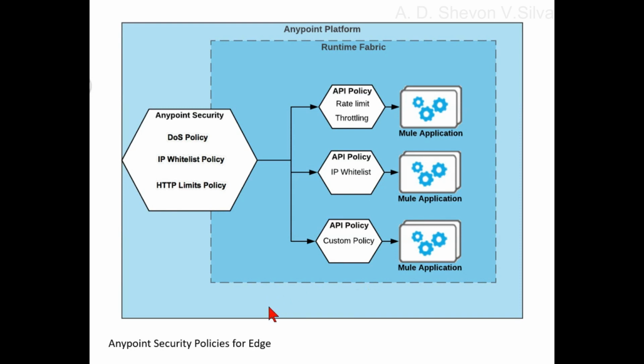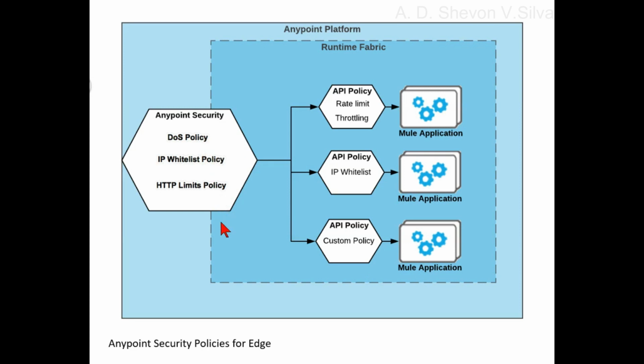Anypoint security features a high performance, reliable, and scalable service that works with Anypoint Runtime Fabric to enforce security policies on nodes deployed on your Anypoint Runtime Fabric. Anypoint security provides denial of service (DOS), IP allow lists, HTTP limits, and web application firewall (WAF) policies to protect your APIs.